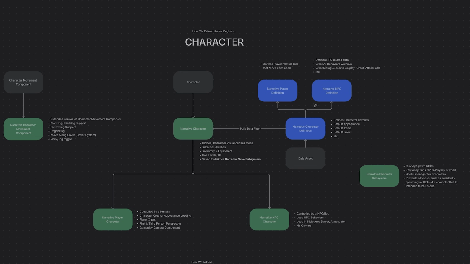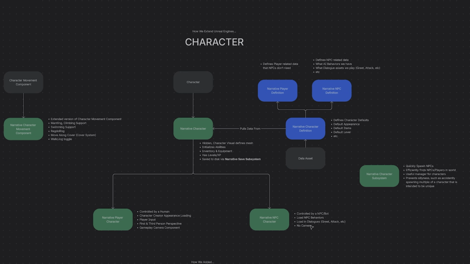The general way that the character works is we've extended the base character to make the narrative character class. And there are two sort of flavors, if you will. There is the narrative player character and the narrative NPC character. And they each kind of are set up differently, right? The player character has a gameplay camera on it, right? Because NPCs obviously don't need to have a camera.